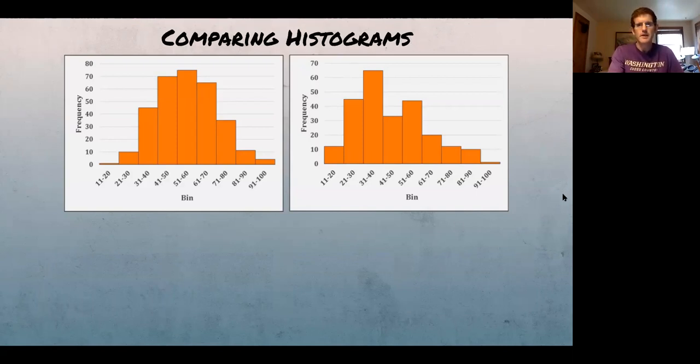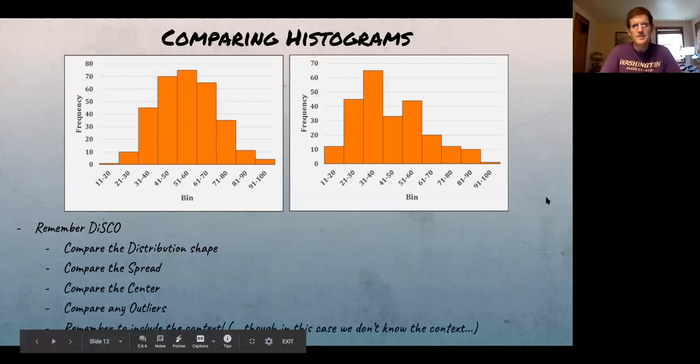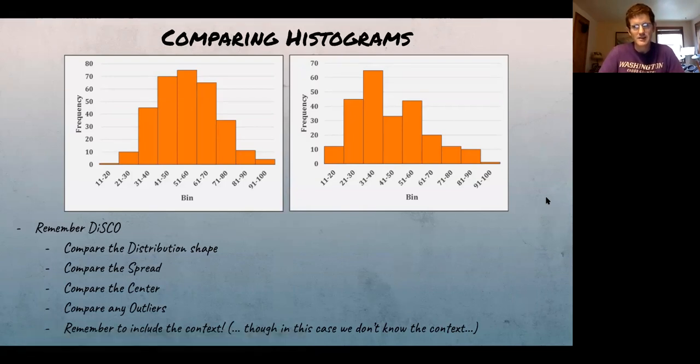All right, comparing histograms. I'm just going to bring this all up real quick. And I'm going to start at the bottom because there is no context for this. But we could pretend that there is a context. We could say that these are test scores or whatever. Let's just not worry about the context, though. Hopefully you understand you need to include something about what the data is referring to.